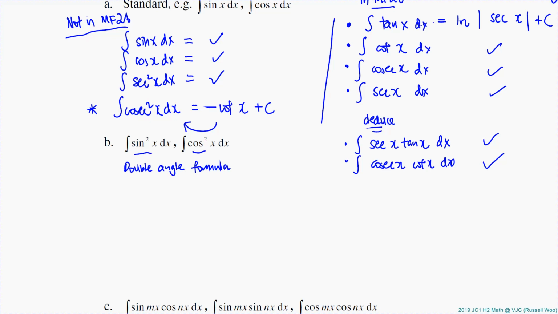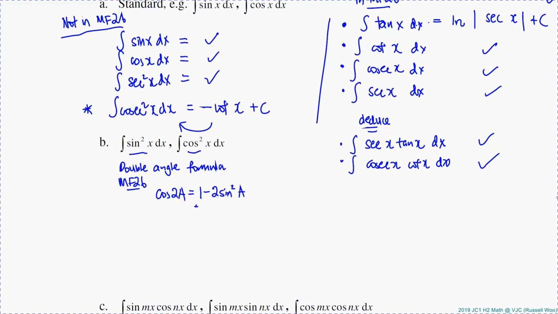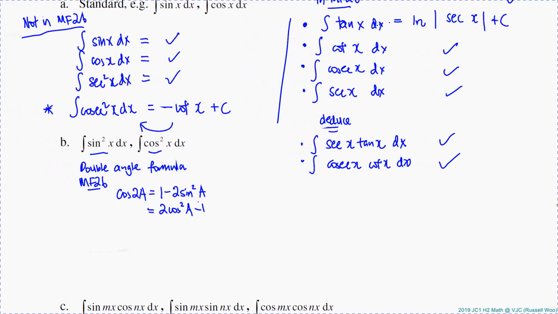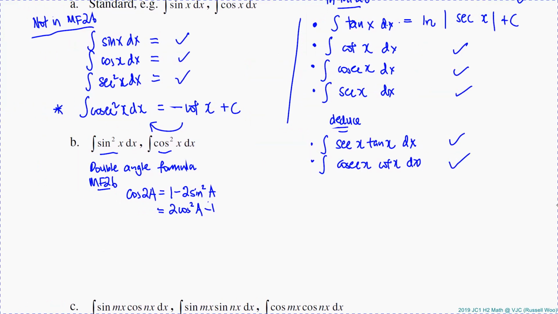All you need to know, again, is in MF26. Alright, MF26. Cosine 2a equals 1 minus 2 sine square a, is also 2 cosine square a minus 1. You change this to cosine 2a, and it's easy. I shall not say too much.